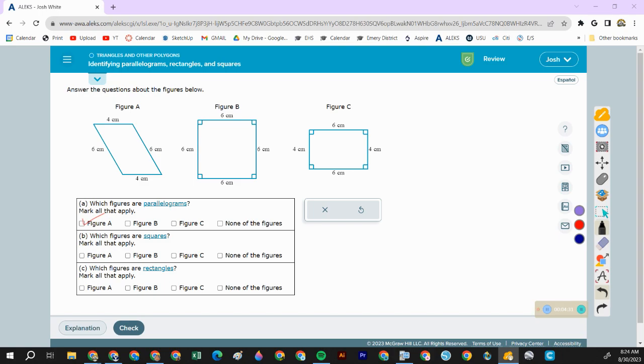The top and the bottom are parallel, and the left and the right are parallel. So yes. What about the next one? Top and the bottom are parallel, left and right are parallel. So all of these are parallelograms.